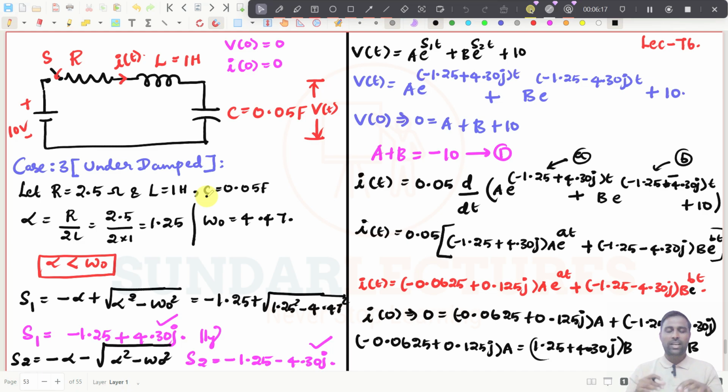And what happens to the current in the circuit? It will be oscillating over 0, coming down to 0, and then again over 0, and after some time it becomes flatly 0 amperes. This is what we call the under damped condition. See, we have seen all three cases: one is over damped, another is critically damped, another is under damped. And we have theoretically explained everything.